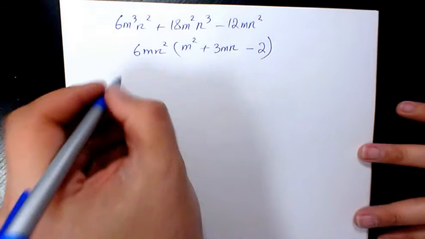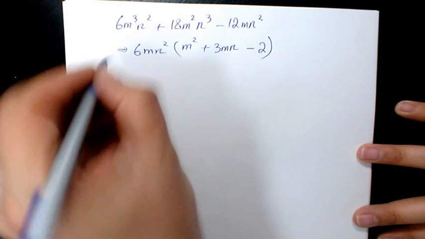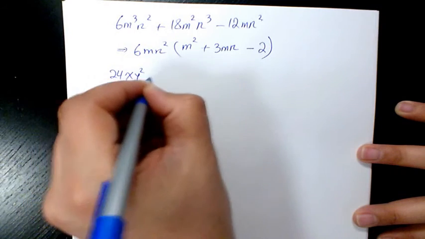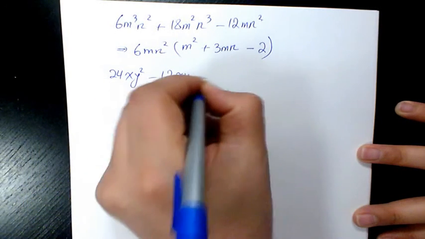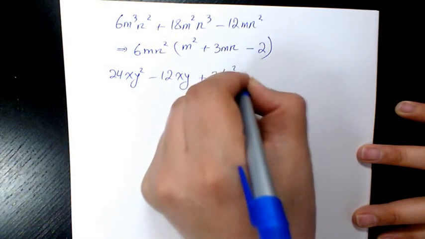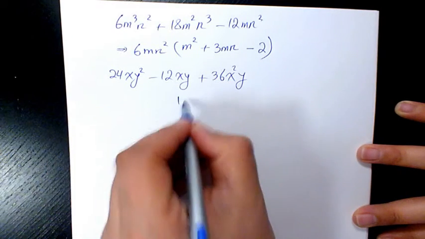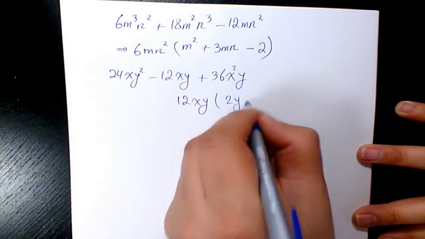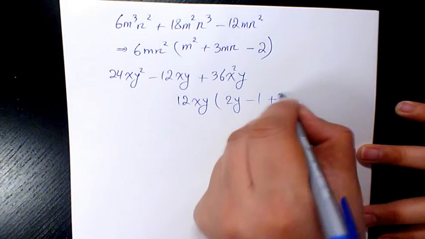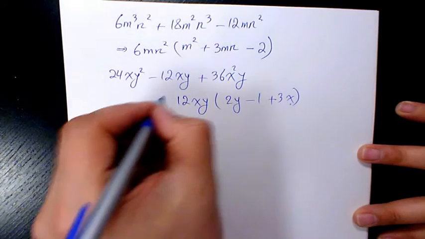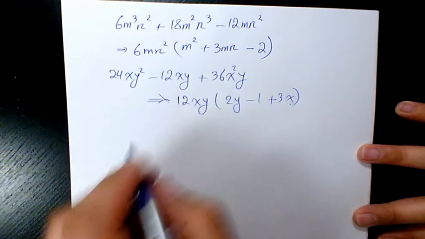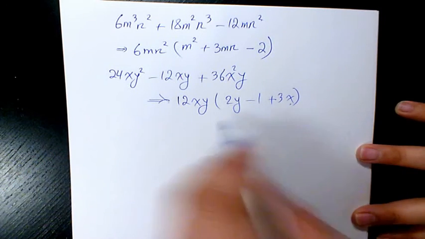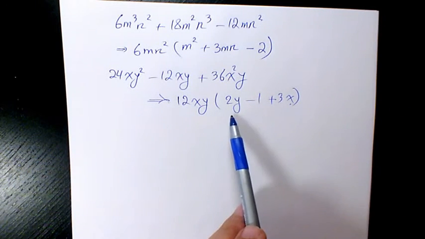Next one is 24xy squared minus 12xy plus 36x squared y. You can factor 12xy. So it's going to be 2y minus 1 plus 3x. So that's going to be the final answer.